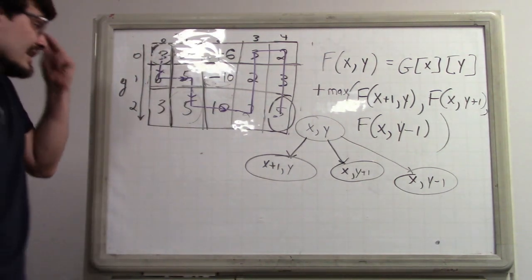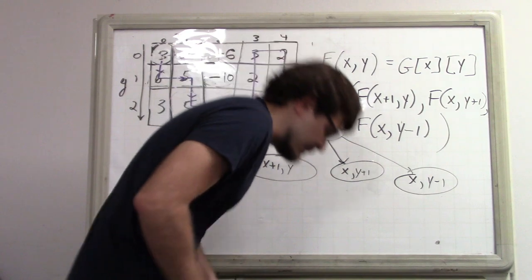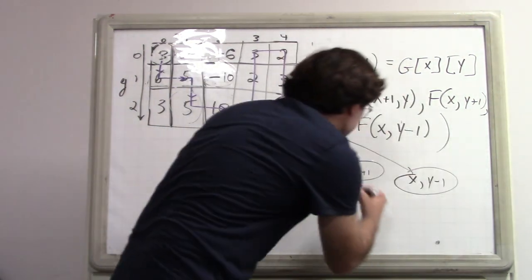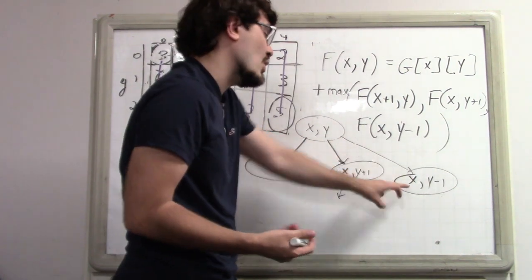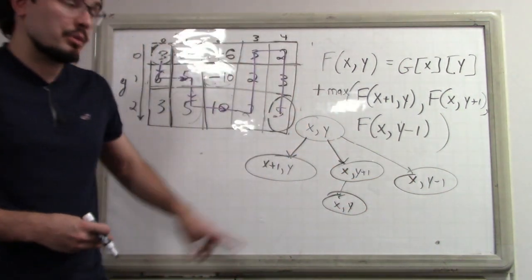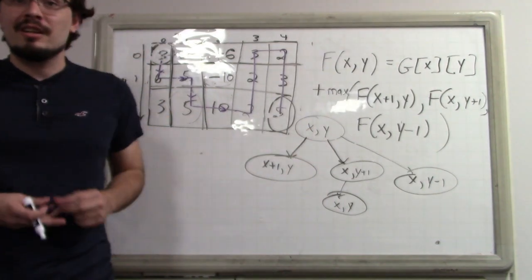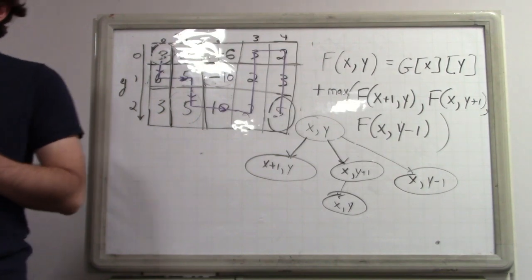But let's just focus on these two. One of the cases that this will expand to, just by this rule, where you take the y and you do minus 1, is x, y, right? This will go back to y, and this is circular. Now, you might think, but I'm using dynamic programming. It's fine if my things are circular, right?